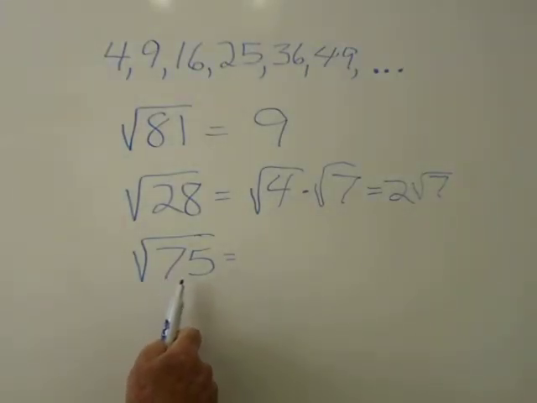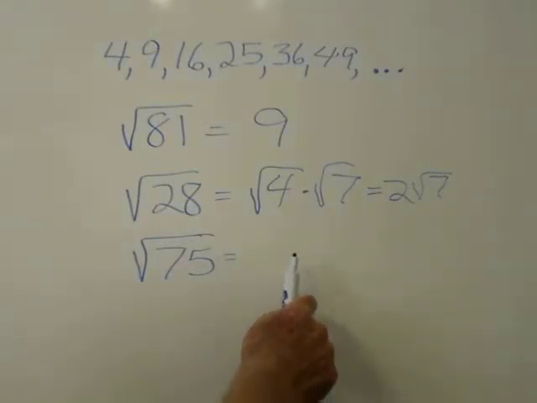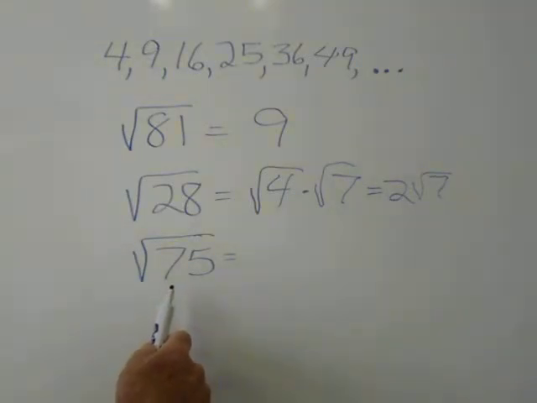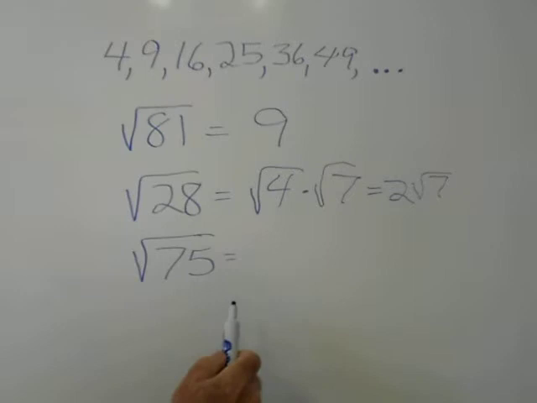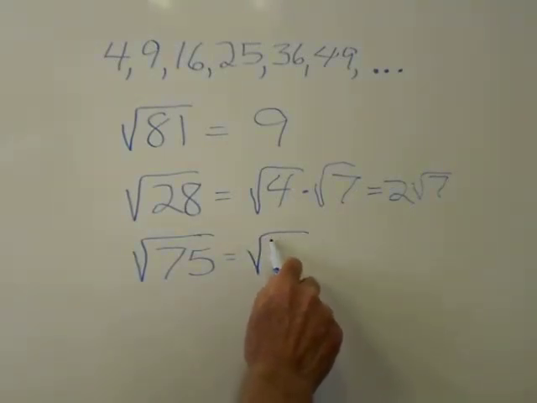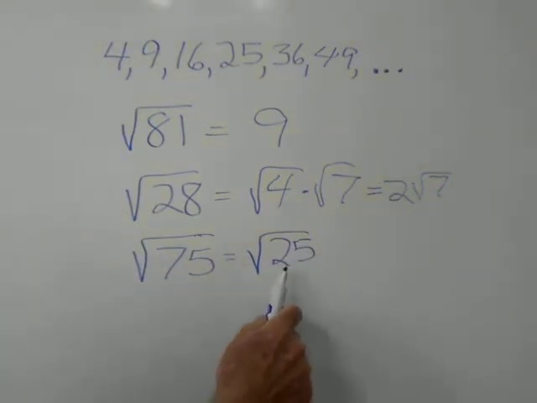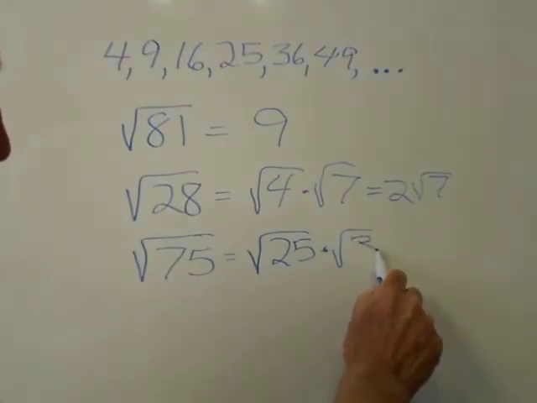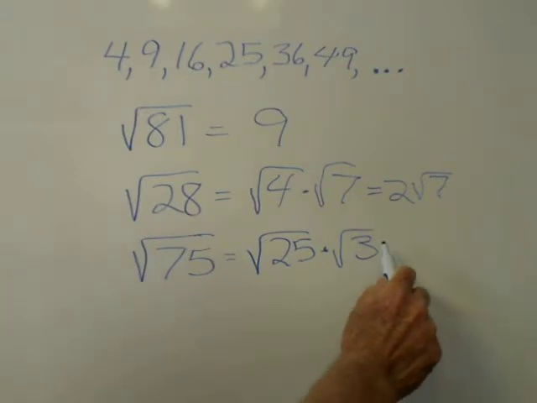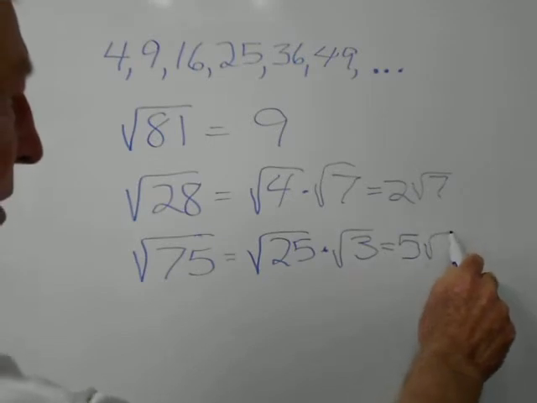Similarly, given square root of 75, there is no number that multiplied together by itself is going to give me 75. There's no integer. And so my best chance is to see if one of these is a factor of 75. Well, yes. 25 is a factor of 75, and 25 is a perfect square. So if I write this as square root of 25 times the square root of 3, I get 5 square roots of 3.